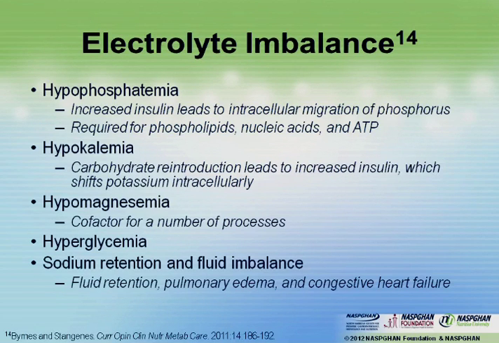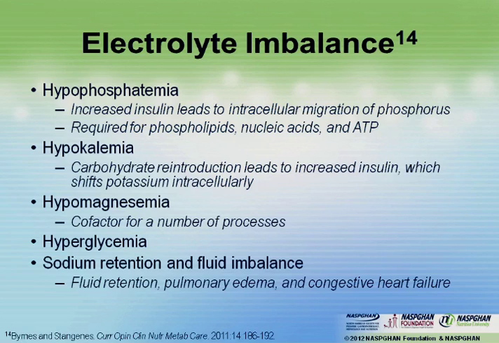So you may have low phosphate. Increased insulin leads to intracellular migration of phosphorus, and you need it for phospholipids, ATP, and for nucleic acids. Hypokalemia: the carbohydrate reintroduction, again, leads to increased insulin, which will shift potassium intracellularly, which we use when patients have hyperkalemia. Hypomagnesemia, which can be a cofactor for a number of different processes. Hyperglycemia, sodium retention and fluid imbalance with potential heart failure or pulmonary edema in those extreme cases.